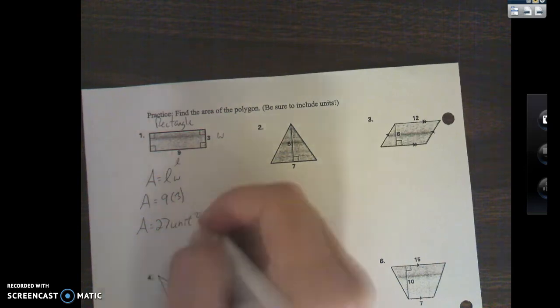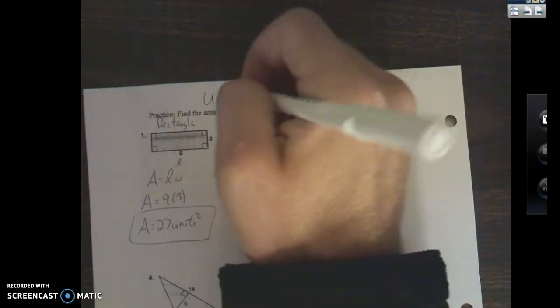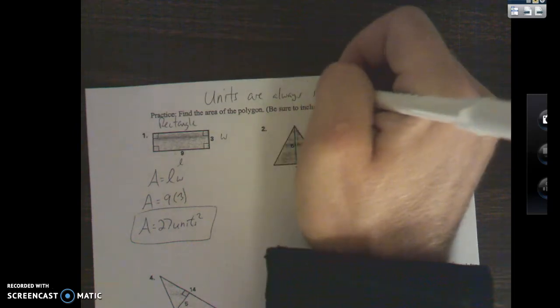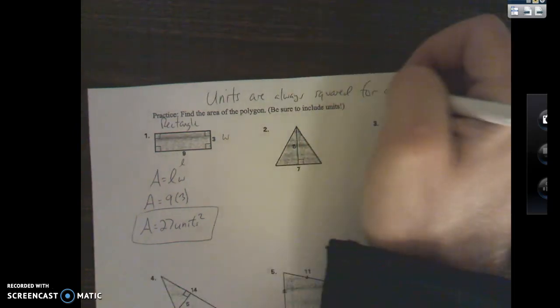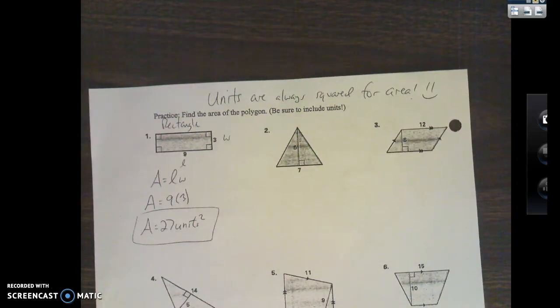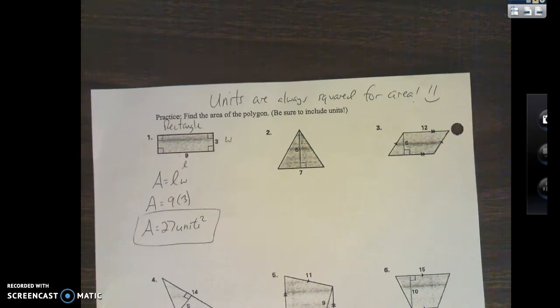Now, when you're talking about area, it needs to be squared. Alright? Units are always squared for area. Okay? Make sure you got that included in there. That's important. That's points that you need to have. Whether it's my class, whether it's next year's class, whether it's the SAT, ACT, or a Keystone, you need to include units.